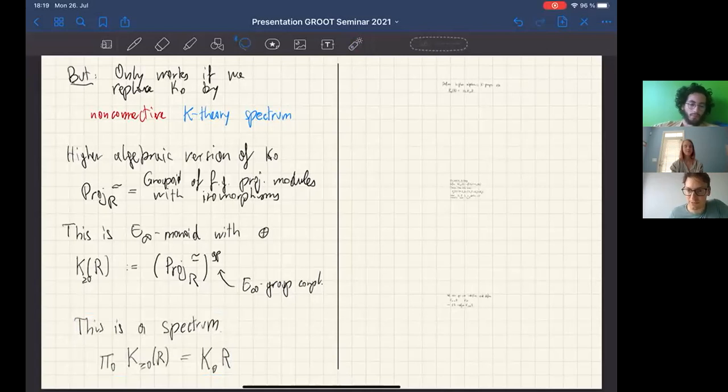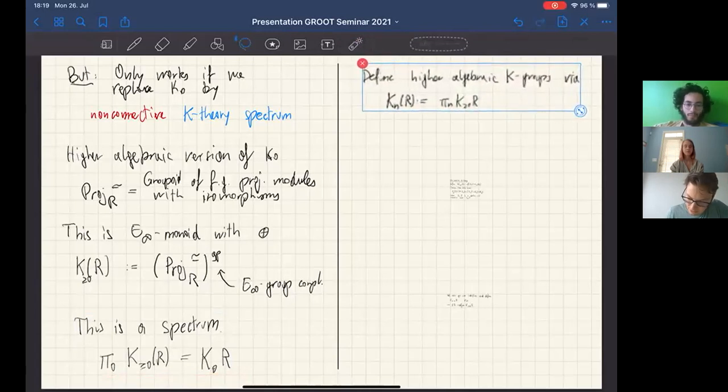So this is a spectrum, and it has a nice property that relates everything. If you take pi 0 of the spectrum, you just get K0 back. Okay, so this is good. And then we can define higher algebraic K-groups by just taking the higher homotopy groups of this spectrum.